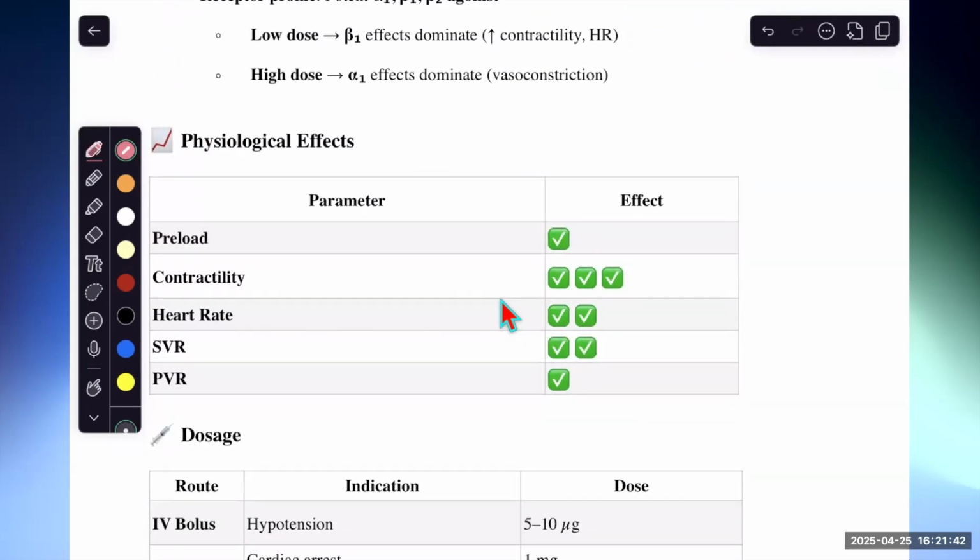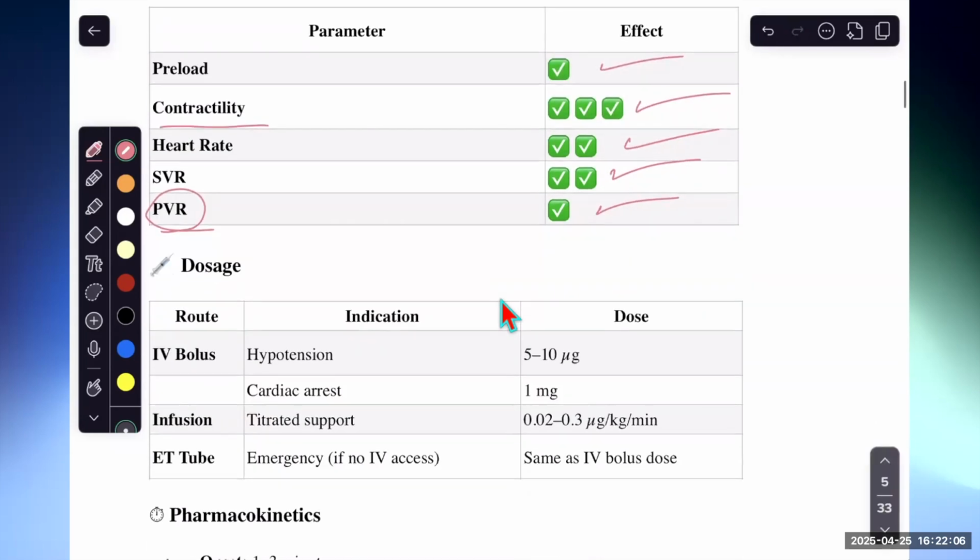So as you see, it will affect the preload. It will affect the contractility. Very nice. Heart rate, SVR, PVR. So theoretically, if I have a patient with pulmonary hypertension, I no need to go for adrenaline. Even if you need something, go for something that will not have this effect on the PVR, because it will decrease the PVR a little bit. Which one? We will say afterward. But just keep this diagram in your mind.